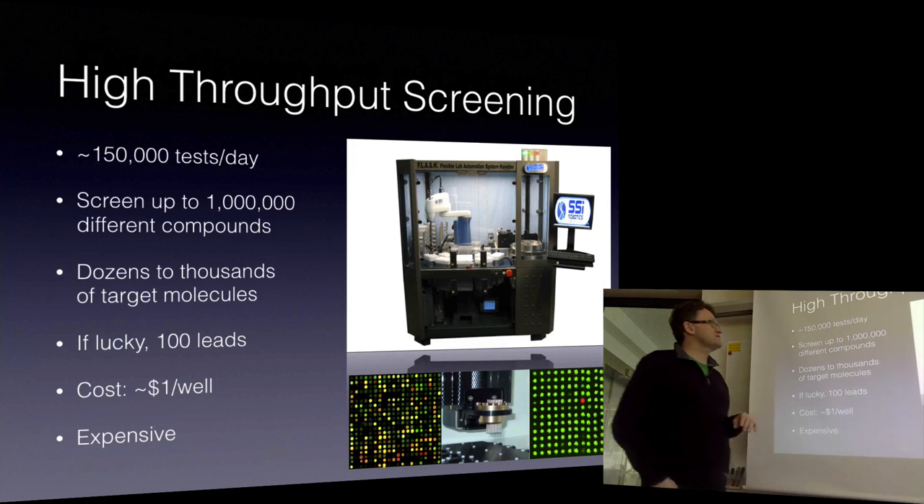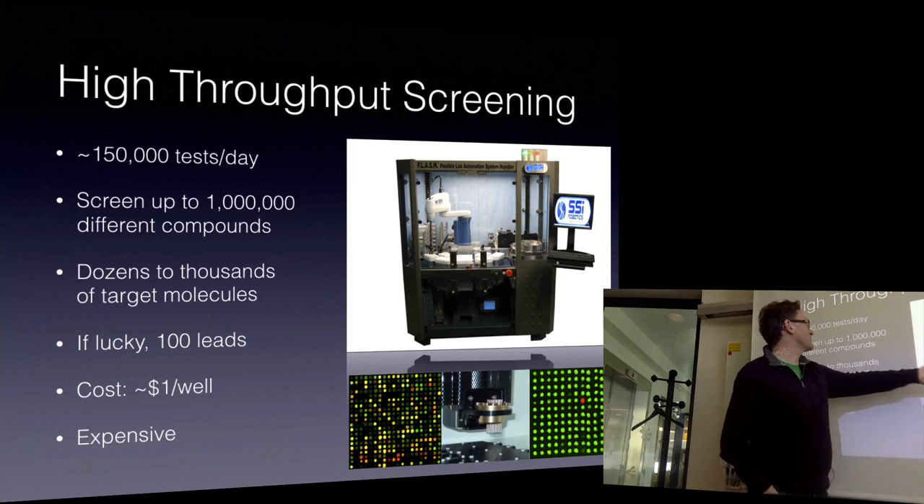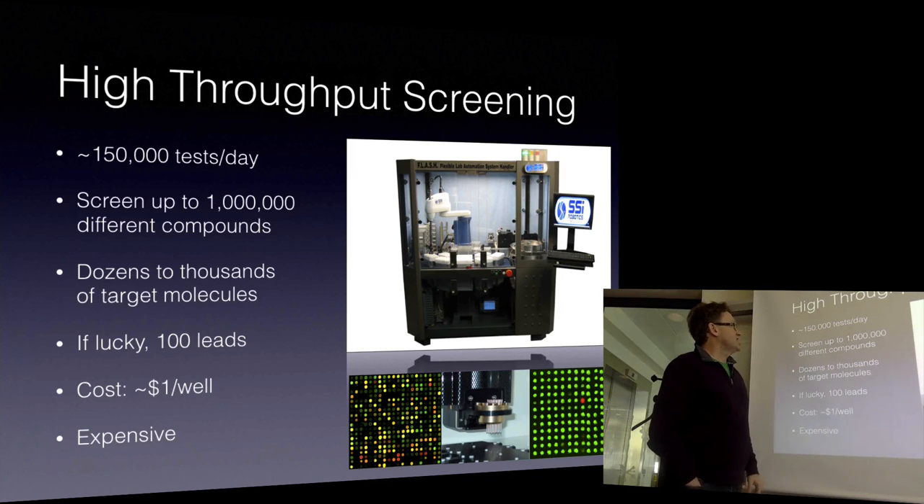So there are all types of different robots optimized for different things that screen through this very quickly. And if you're a pharmaceutical company, you might be screening hundreds of thousands or millions of compounds.